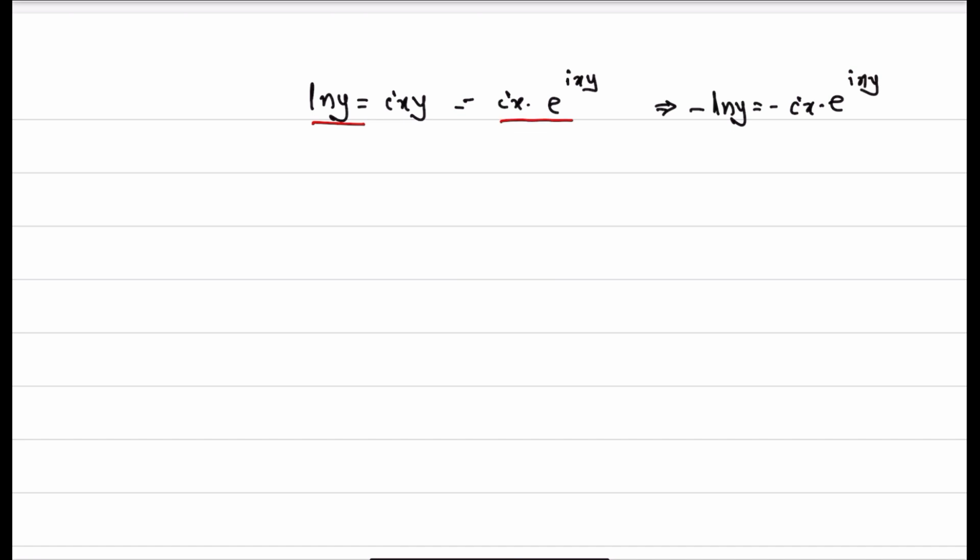And regarding Lambert's equation, I have explained in my previous lectures. I want to give this as homework for you. And using that Lambert equation, we will get the value of y is equal to minus W of minus ix, whole divided by ix. This is the final answer.